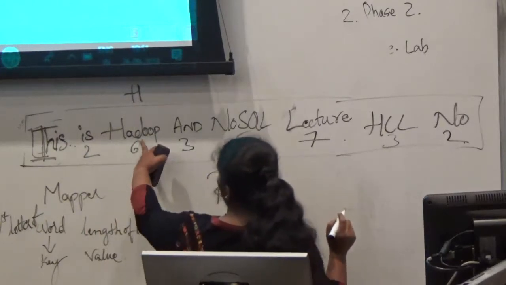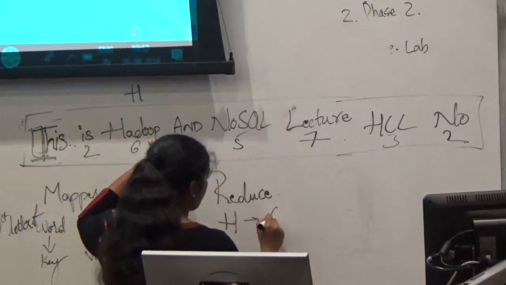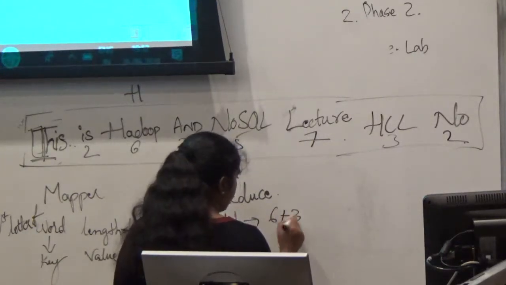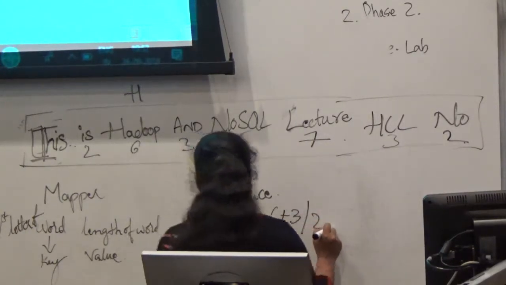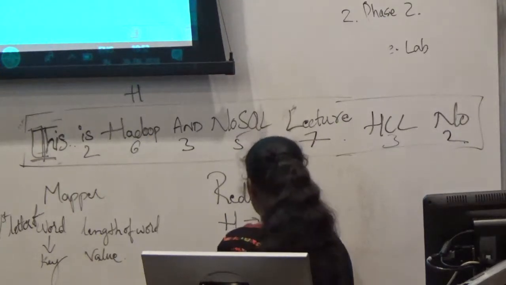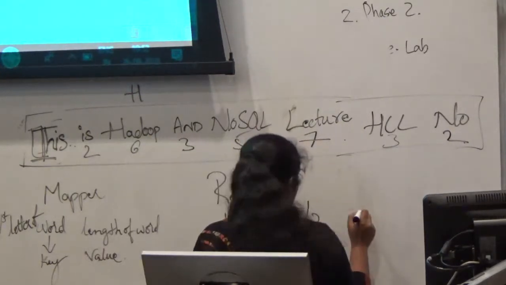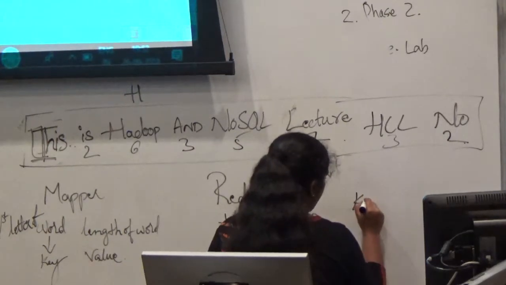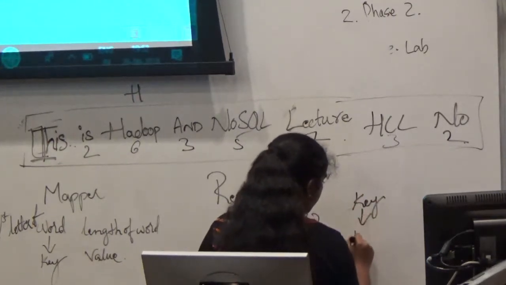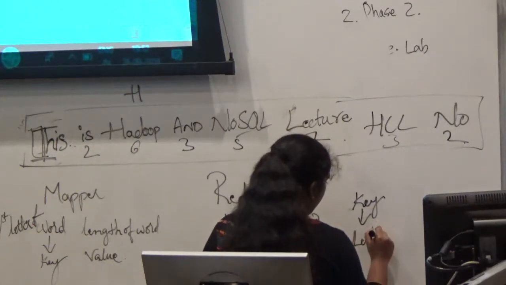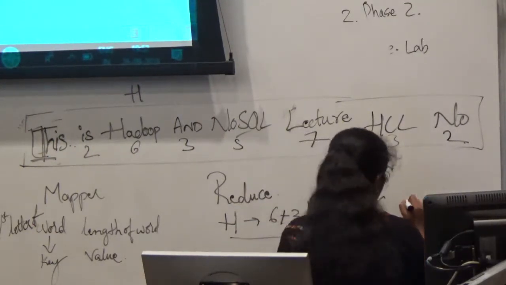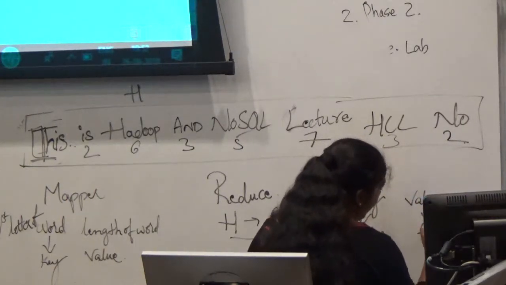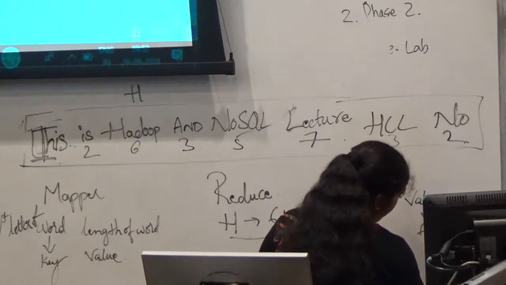The length of this word is 6 and the length of this word is 3, and we'll be finding out the average in the value space. So here, keep again the key with B, the letter, and the value would be the average length of the word.